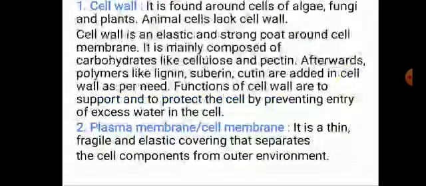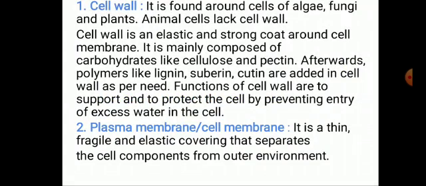Then plasma membrane. It is thin, fragile and elastic covering that separates the cell components from the outer environment. Fragile means delicate, and it separates the cell components from outer environment.